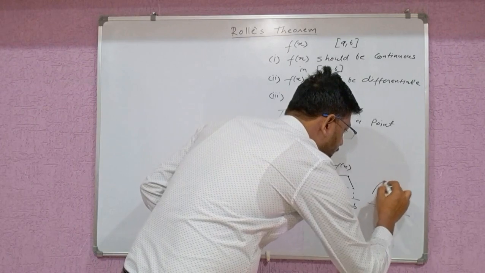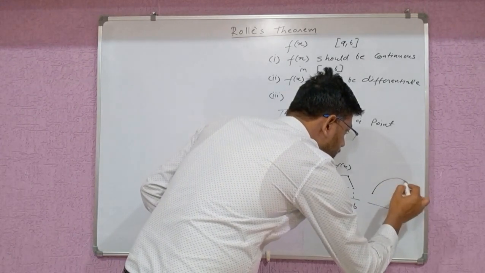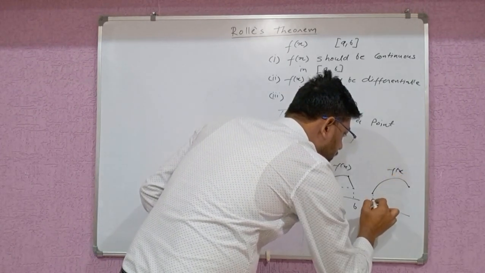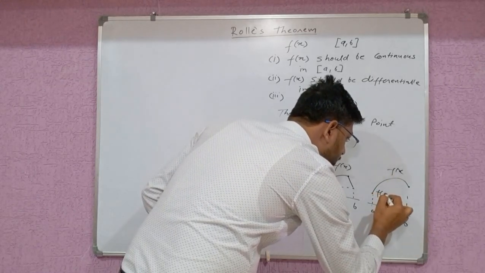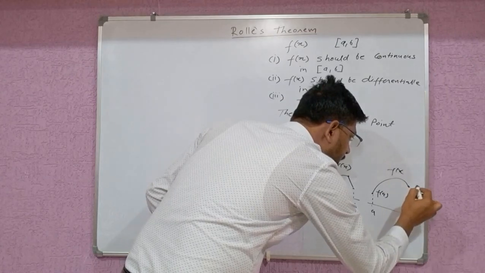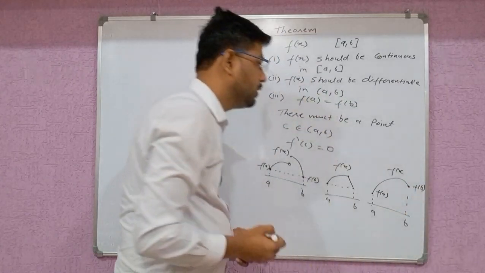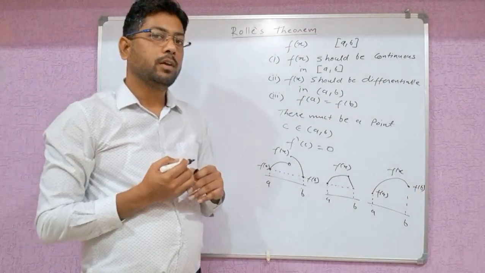Now if we have given this function f(x) like this, this is f(x), this is point A, this is point B, so obviously this will be f(A) and this will be f(B). Now let's check these three conditions again for this graph.